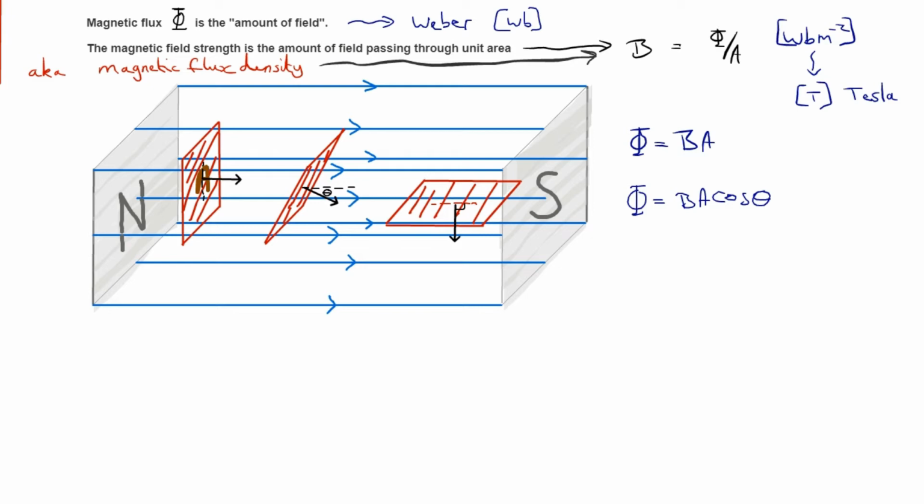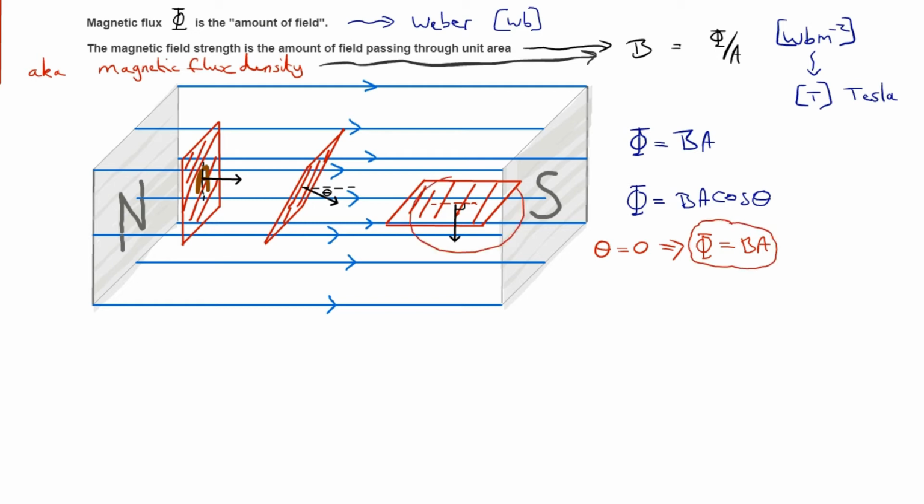For those people doing vector maths, this is basically a dot product, but of two vectors, the flux density and the area. If you're not doing that, don't worry. You can see that this formula works really well. If we put in theta equals zero, as in the first case, then cosine zero is one, so we're maximizing the flux and we're getting a flux of B times A.